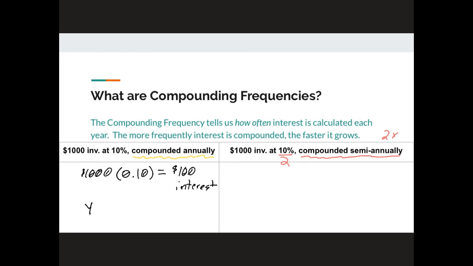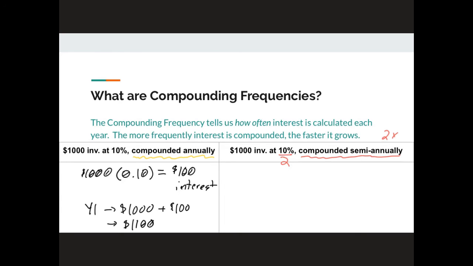So at the end of year 1, we have the original money that we started with, which was $1,000, plus the amount of interest that we earned, which was $100. This would give us $1,100. So if we earn 10% interest compounded annually, we would have $1,100 at the end of year 1.